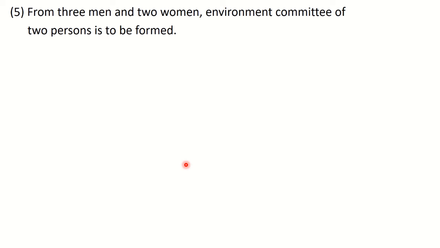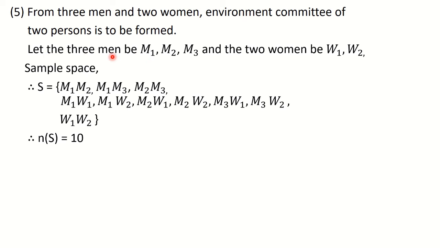Okay, so we have to write down the sample space from 3 men and 2 women, an environment committee is to be formed. So as I have said, we will write down that let 3 men be M1, M2, M3 and 2 women be W1 and W2. Okay, and here now from this we have to write down all the possibilities for 2 members. Okay. So here I have written the sample space in 3 lines. You also will follow the same method. See, in the first line I have taken all the males. Only male members are taken.